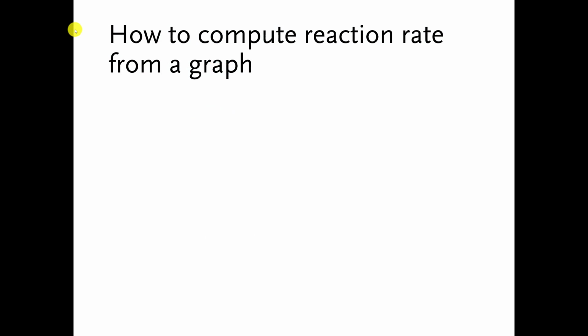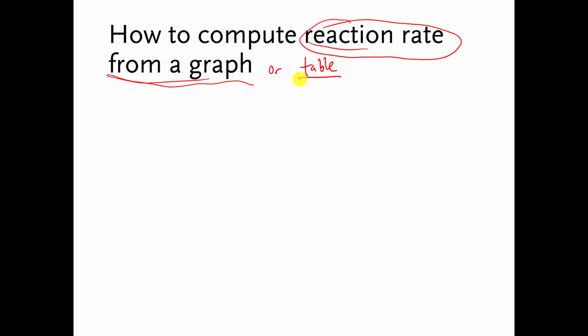Okay, welcome back to a bunch of lectures on kinetics, chemical kinetics. In this video we're going to talk about how to figure out the speed or the rate of a chemical reaction by looking at a graph, or if I give you information in a table. We're going to do it kind of both ways.